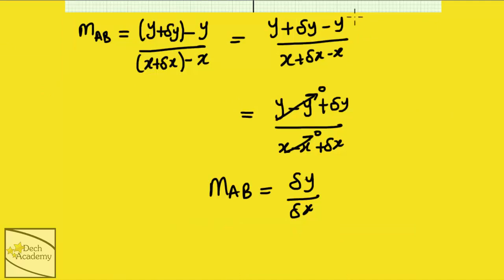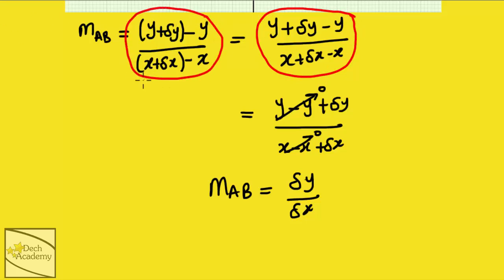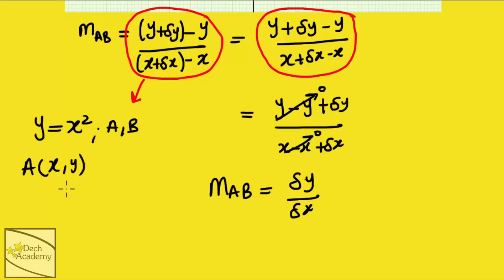Now, just starting from this expression, I can make some changes. So either this or this. Let's start with this. Some changes can be made. Now, remember we have the graph of y equals x squared. And we have 2 points, point A and point B, and their coordinates have been given. The coordinates of point A are as follows: x and y. Coordinates of point B are as follows: x plus delta x and y plus delta y.